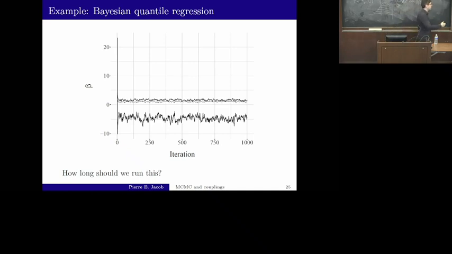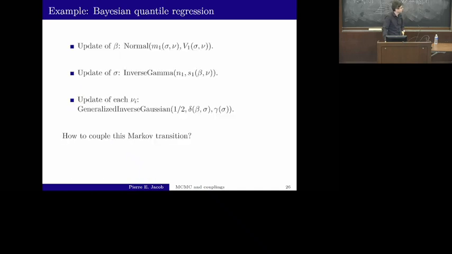Okay, so this is the trace plot of the 3 betas, because there's an intercept and 2 variables. This looks like it's converging very fast, in fact. Maybe 1,000 is way more than necessary. So how are we going to couple this algorithm to make sure? Same game as before.